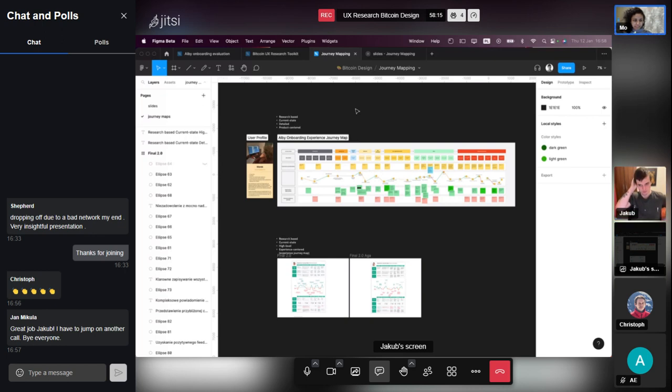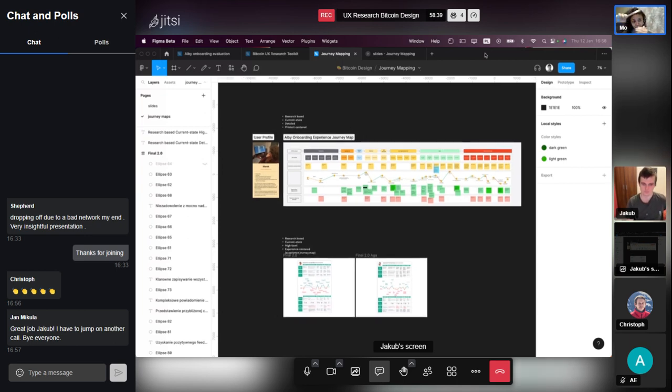At the moment, it's going to be linked to outside of the Bitcoin Design Guide, so it's kind of living in its own space. It'll probably be on the domain name Bitcoin UX Research slash toolkit. But at the moment, it's just being built online in Notion. I think you know Notion. And then my next step is to link it to that domain name.